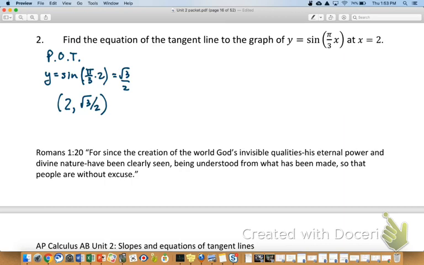So I got my point of tangency there. I'll put that together with my slope here in a second. So I need my slope of tangent line.